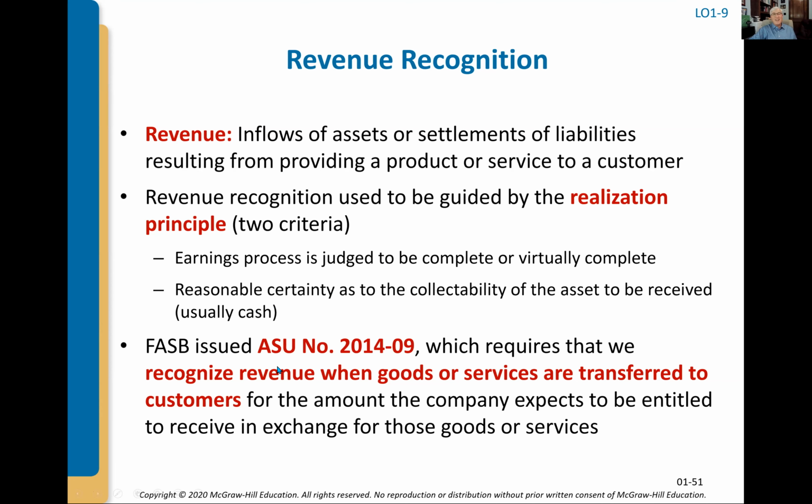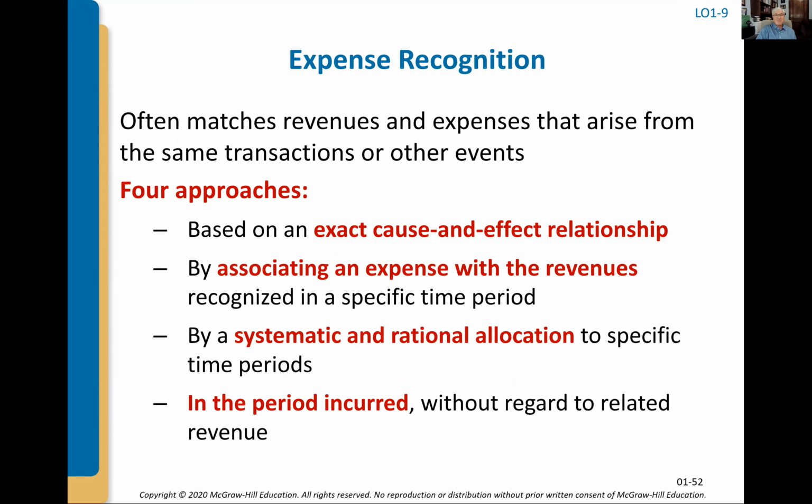And here's the ASU number 2014-09. So in 2014, this is when the new revenue recognition guidance came out. And, as you would think, recognize revenue when goods or services are transferred to customers, recognizing the amount they expect to receive in exchange.